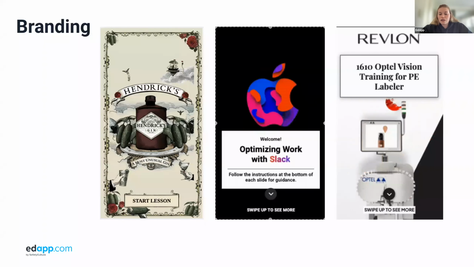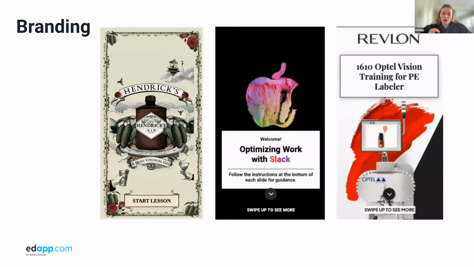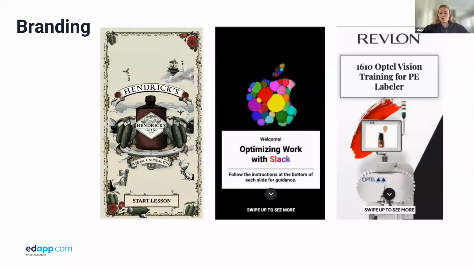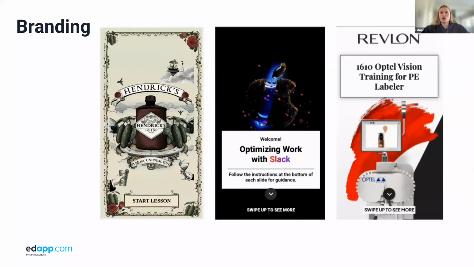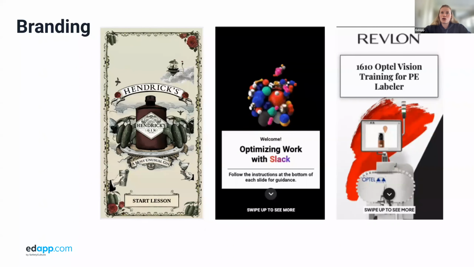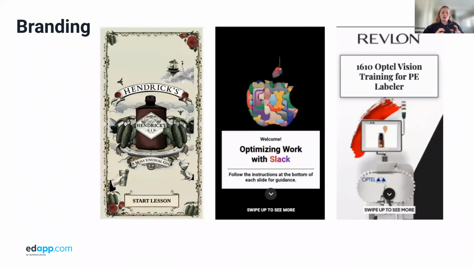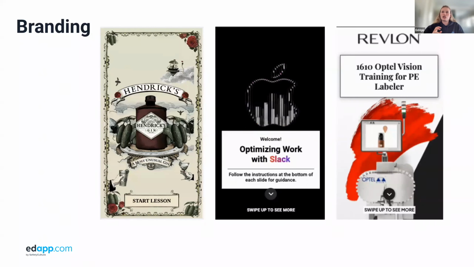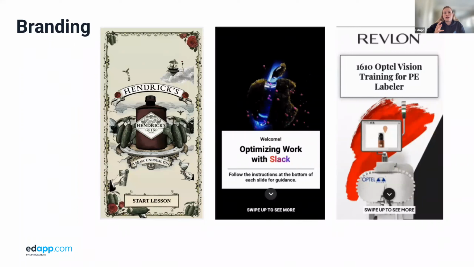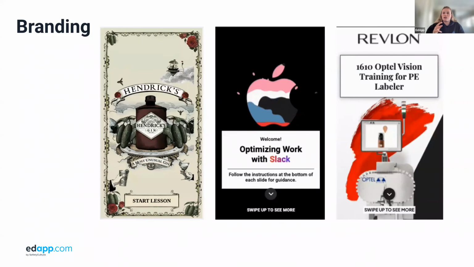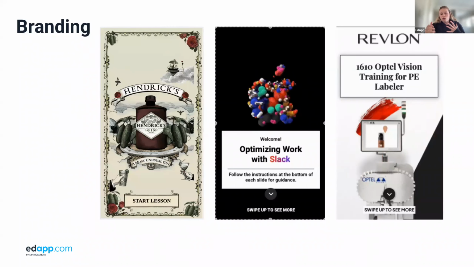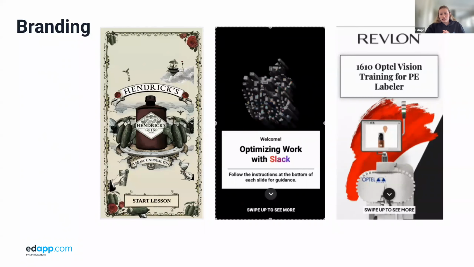So we will be sending through after in our follow-up email some plug and play capabilities with branding. You can use something that we call CSS on EdApp. So what that does is it will change the colors of some of the buttons, or it will change the type of font that you're using. So you can see in all three of these examples, they're using slightly different fonts. So you can do all of that with what we call CSS.